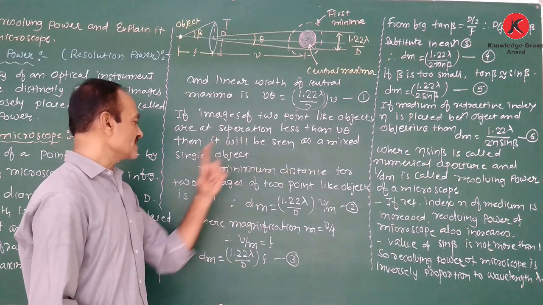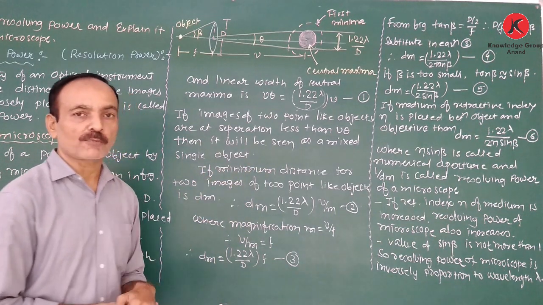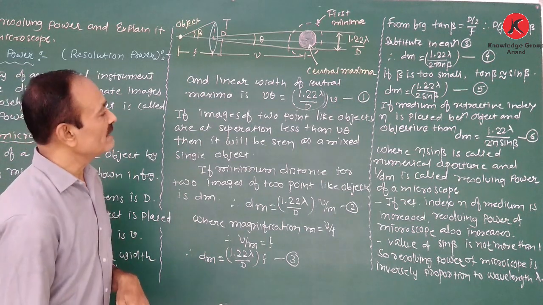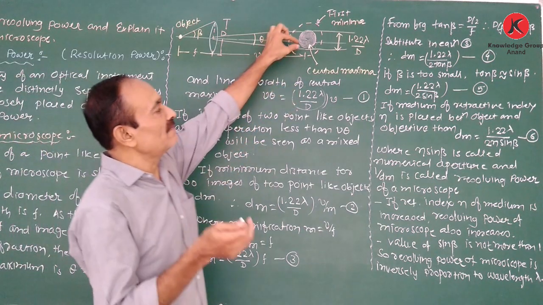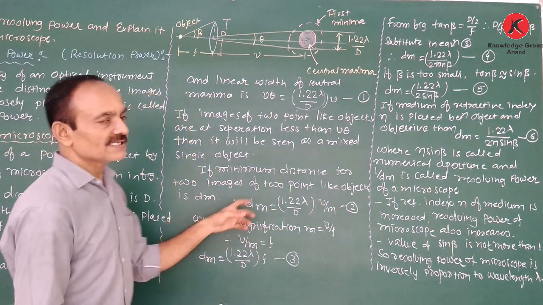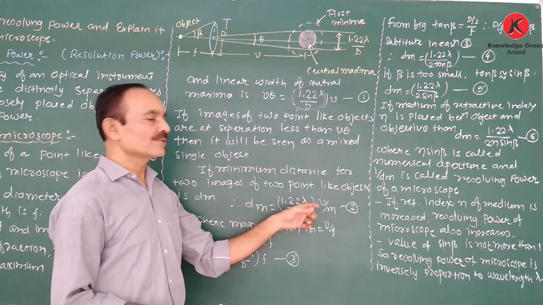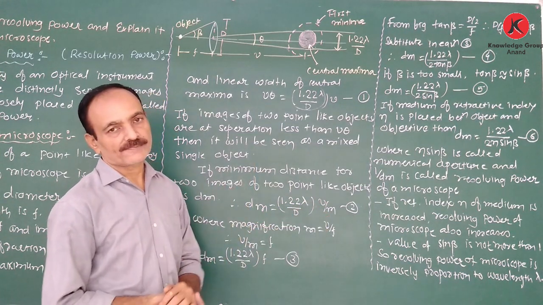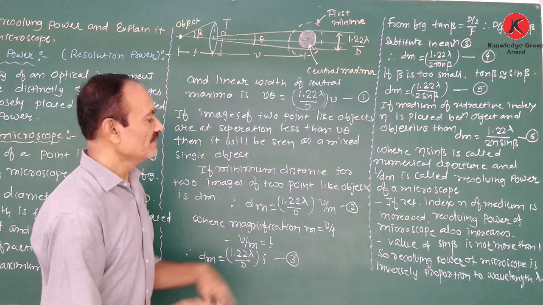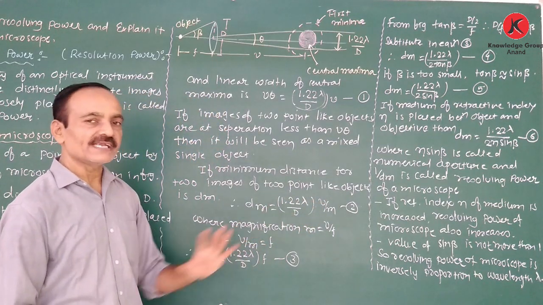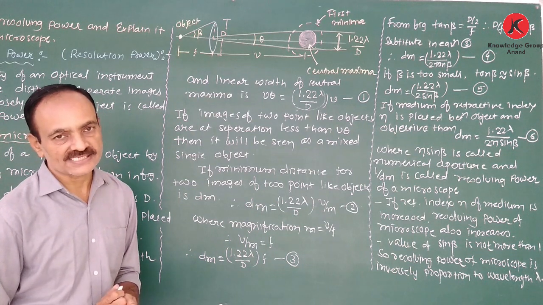If the minimum distance between the two images of the point-like objects is supposed to be dm, the two images are separated by the minimum distance dm. At that time, dm is equal to 1.22 lambda upon D into V upon M. M is the magnification, V is the image distance, lambda is the wavelength of the monochromatic light, and D is the diameter of the lens.